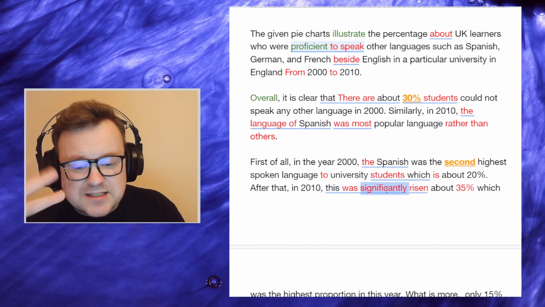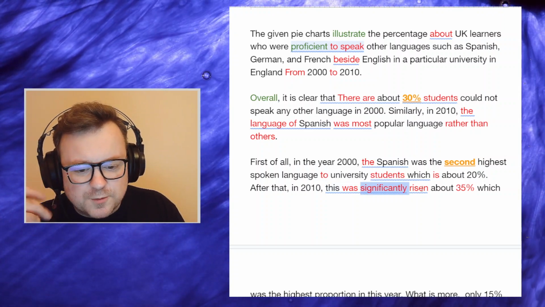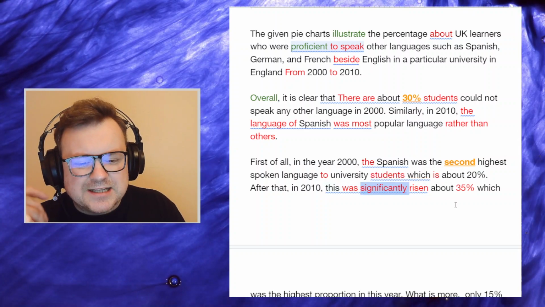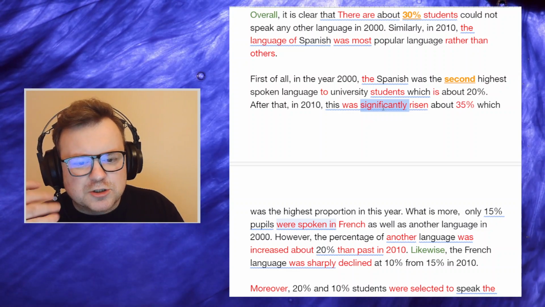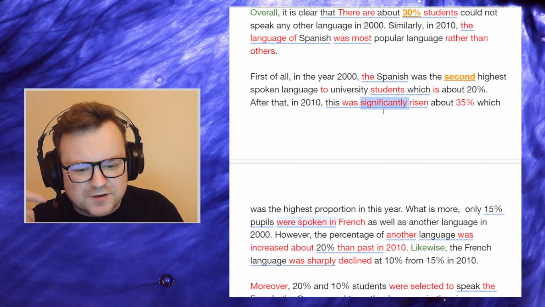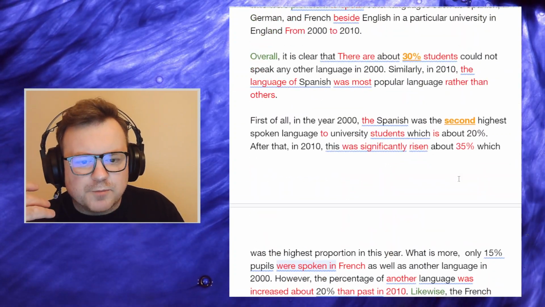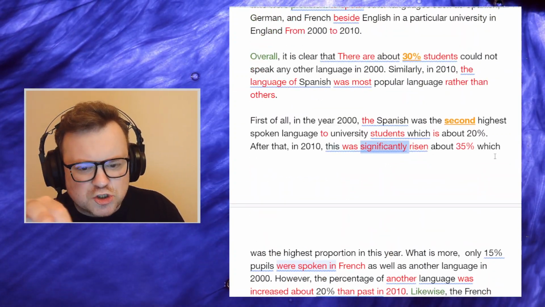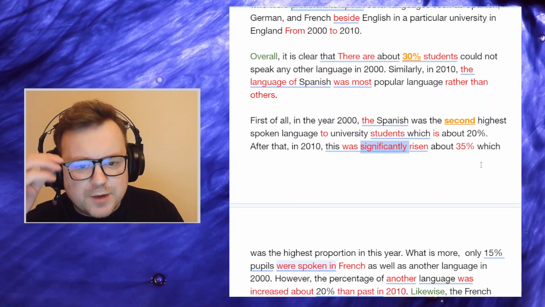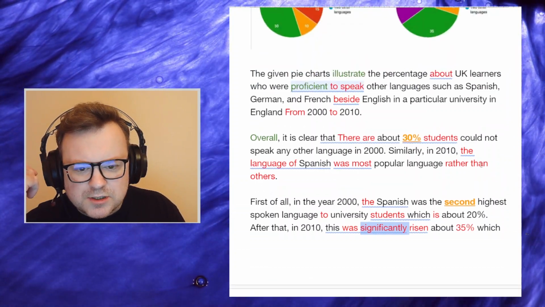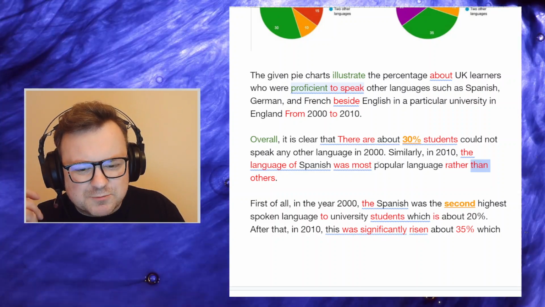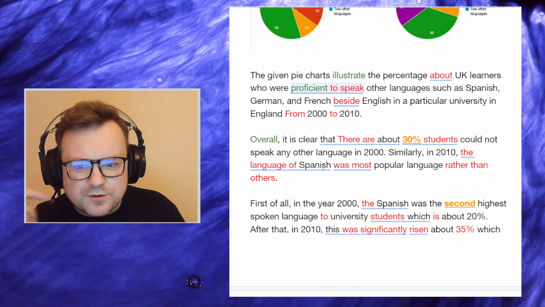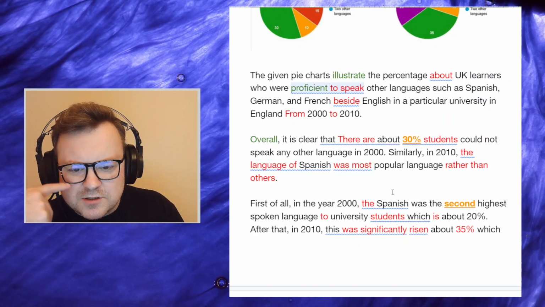Significantly is great to talk about a rise, but it's just not a significant rise. So the candidate doesn't really demonstrate that she understands the meaning of significantly and the meaning of sharply, because it doesn't cohere with the information that we get in the pie charts. Again, rather than, but we don't use rather than with the superlatives.